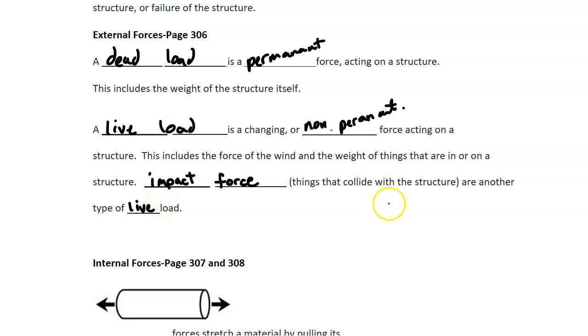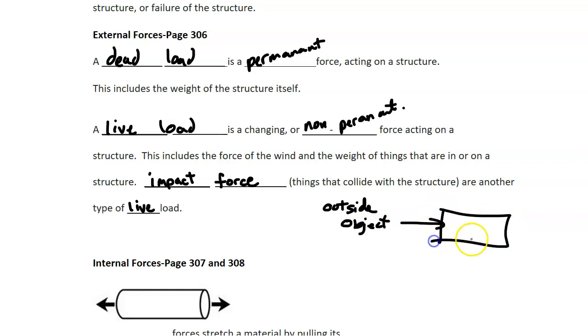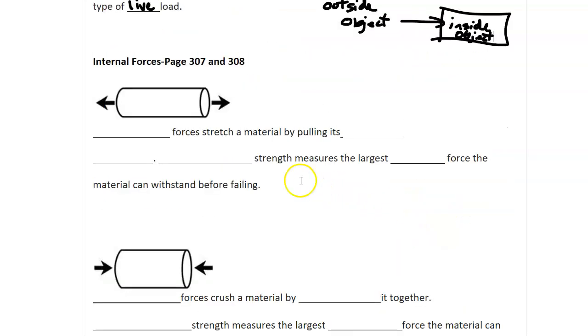Now these external forces cause internal forces. So external is things happening outside the object, but they do cause things inside the object. We do not see these internal forces without the external forces acting upon the object. And so now we're going to take a look inside at what's happening.